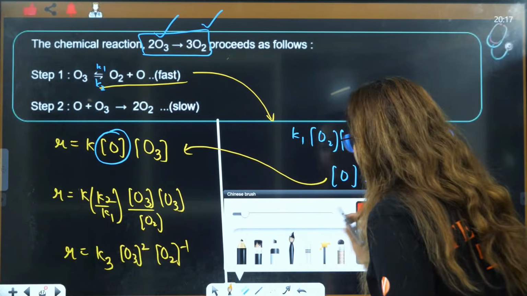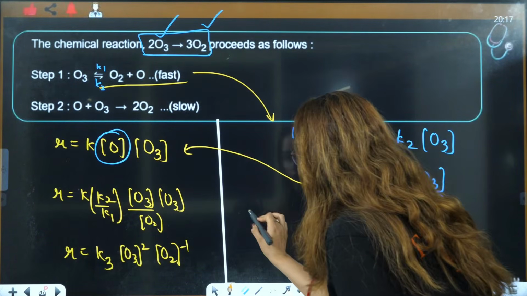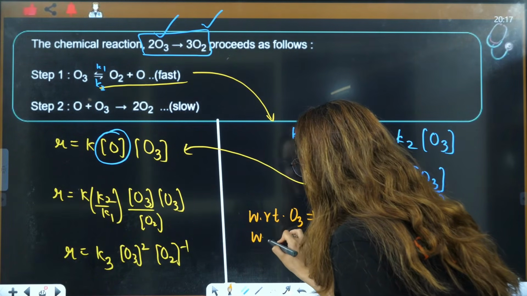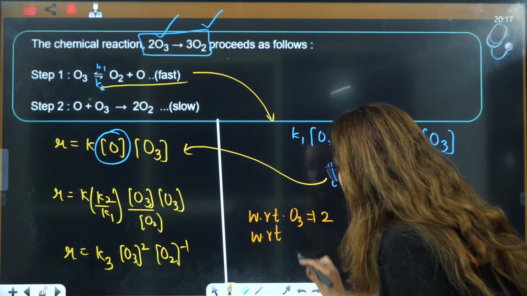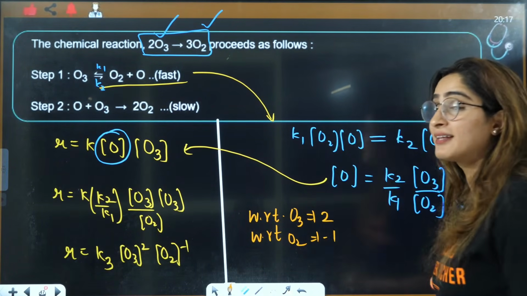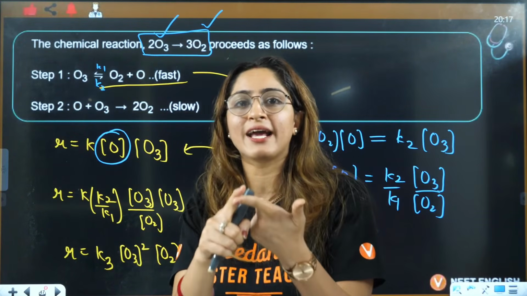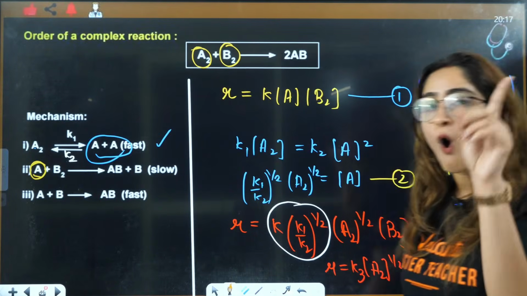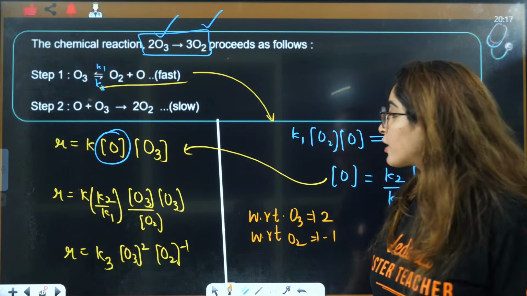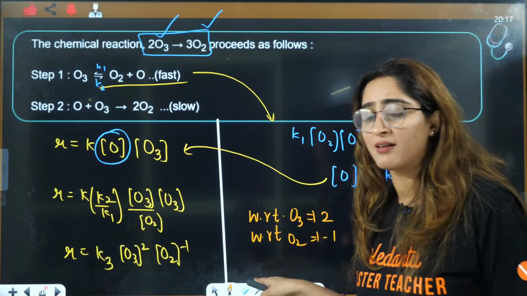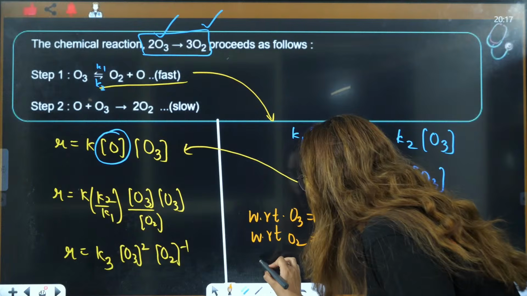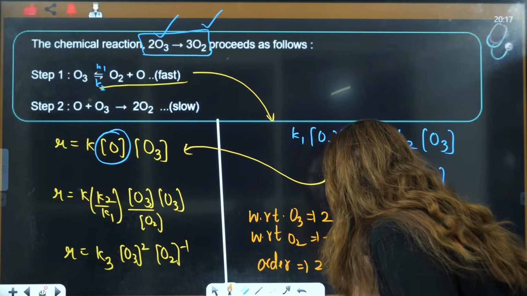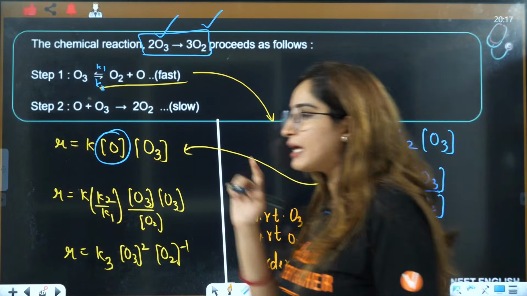That means the order of the reaction with respect to O3 is 2, and with respect to O2, it's minus 1. That's why I told you order of reaction can be negative. You yourself have seen it. Order of the reaction can be a fraction, it can be 0, it can be negative as well. It's a proof, right? So overall order will be 2 minus 1, that is 1.